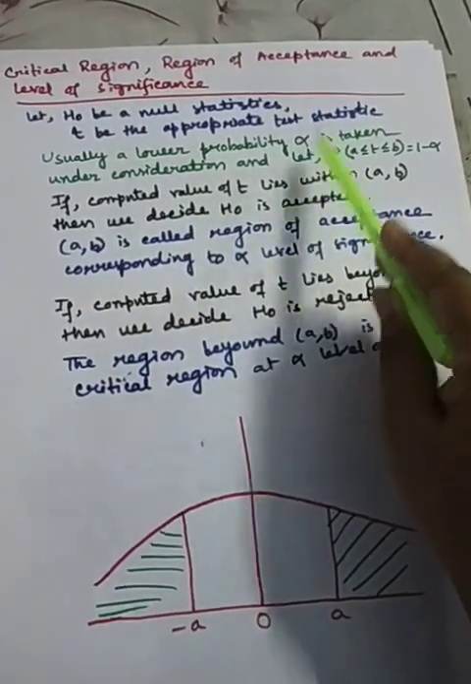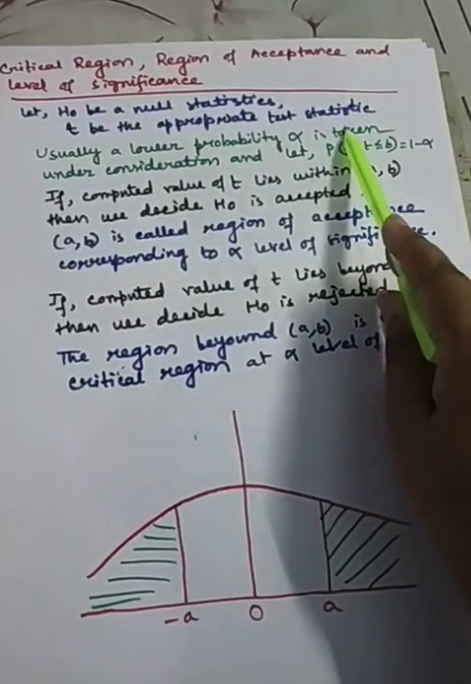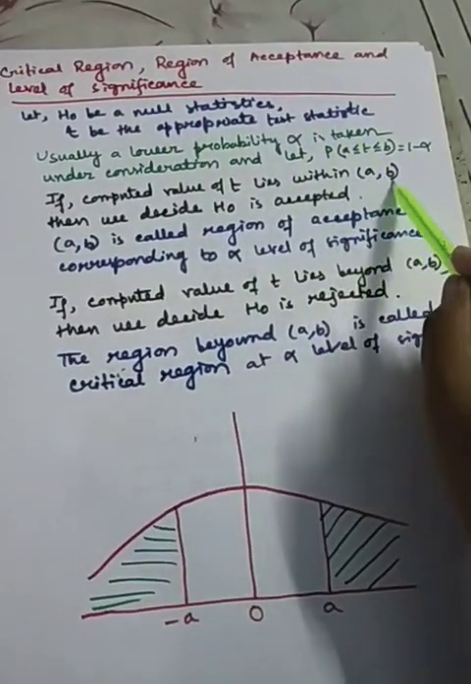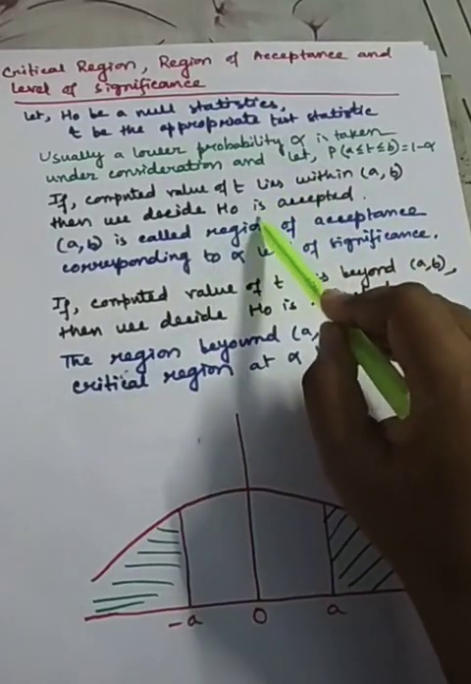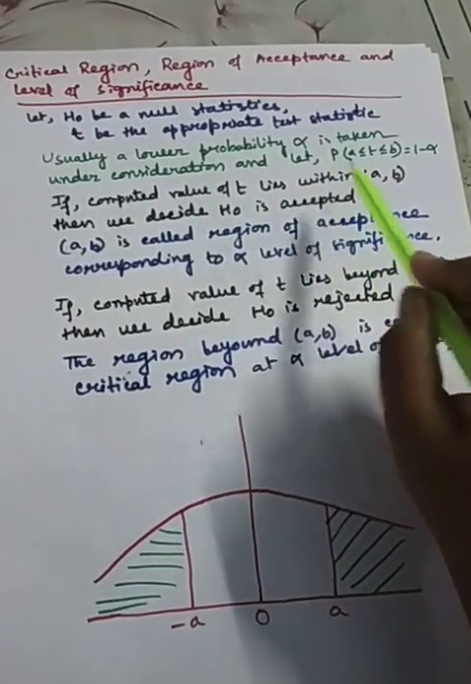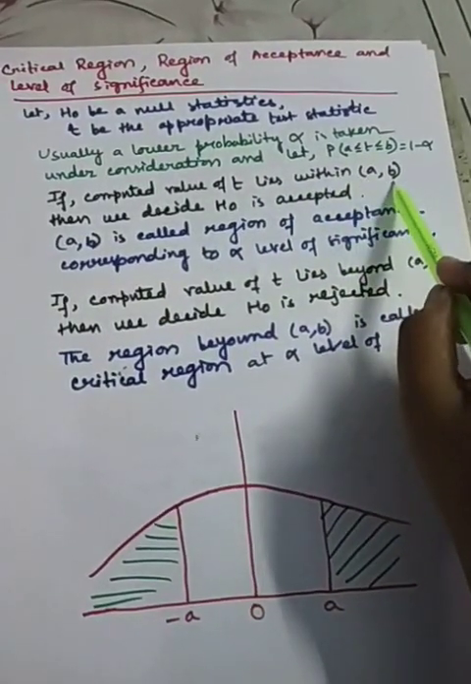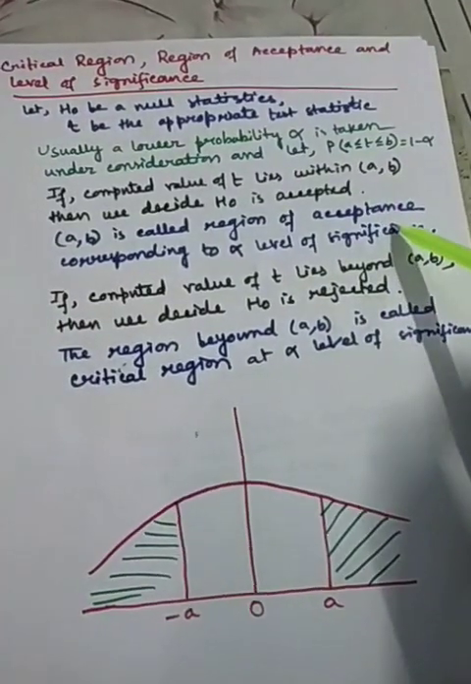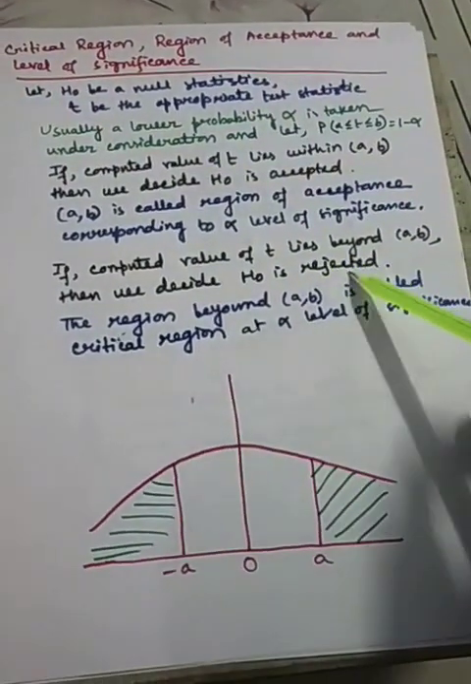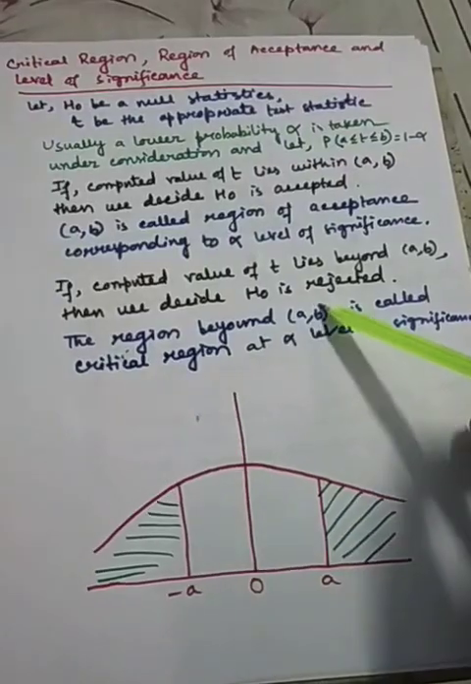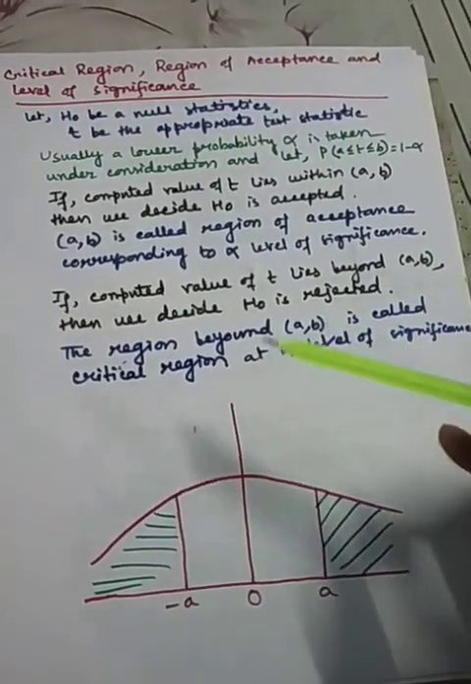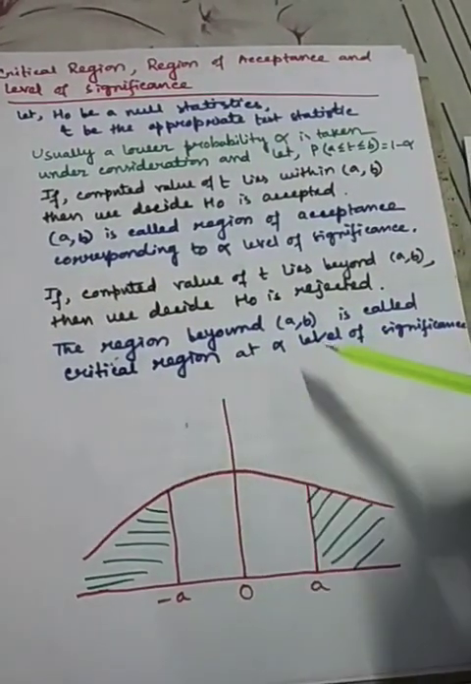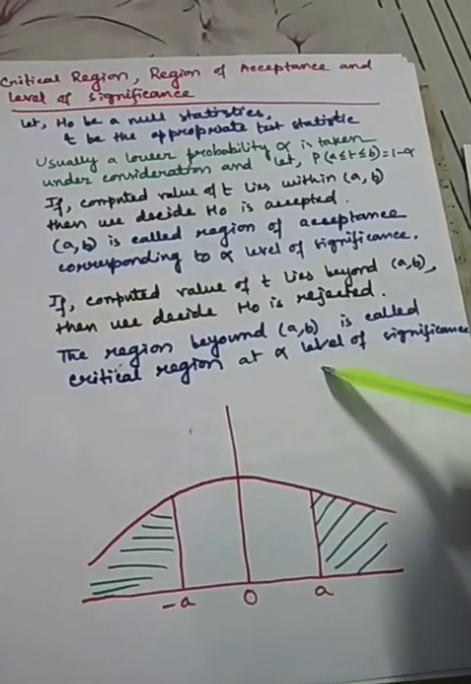Now if the computed value of the test statistic lies within A to B, then we can say H0 is accepted, and the region, that is the interval from A to B, is called the region of acceptance. And if T lies beyond AB, then we can say H0 is rejected, and the region beyond AB is called the critical region at alpha level of significance.